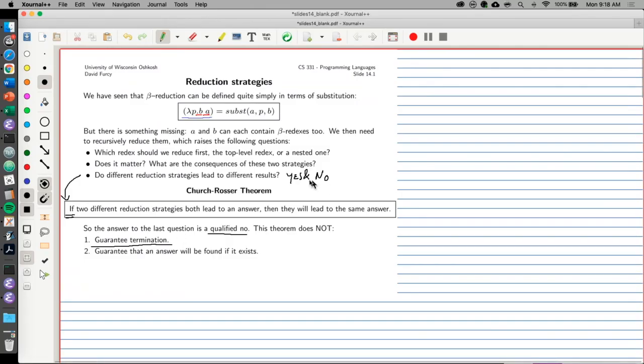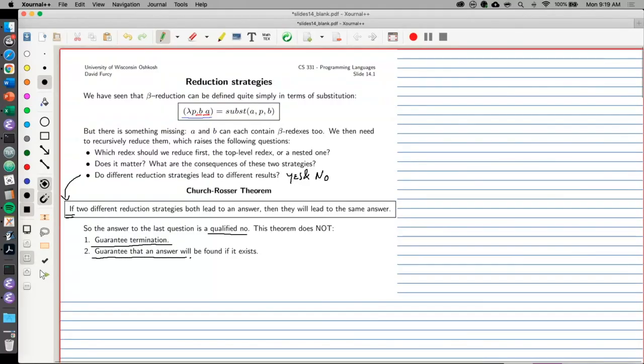So you see why this is yes and no, right? There could be a strategy that gives you an answer, and there could be a strategy that doesn't terminate. So in that sense, they don't give the same result, right? Because one of them gives you some answer and the other one doesn't. What the theorem says is that if they both give you an answer, they will be the same one. That's a little bit different. So the theorem doesn't say that every choice you make will be a good choice. It doesn't mean that every time you pick a strategy, it will always terminate.